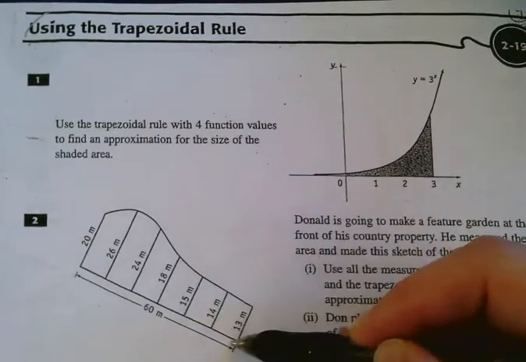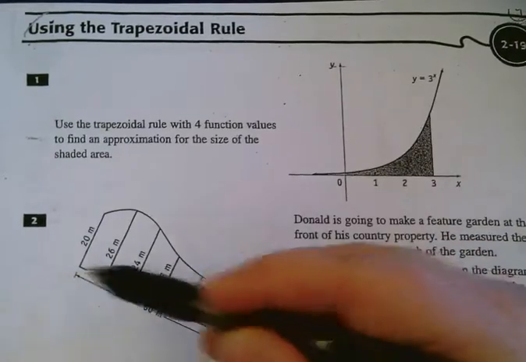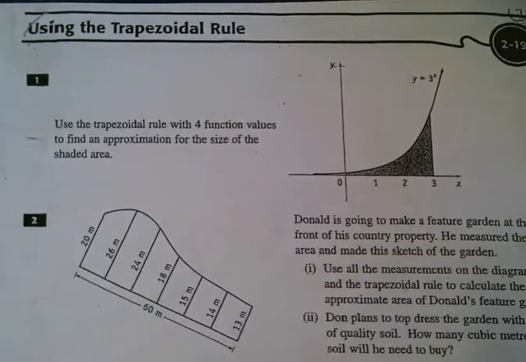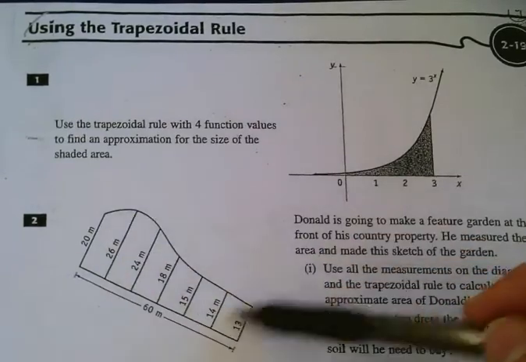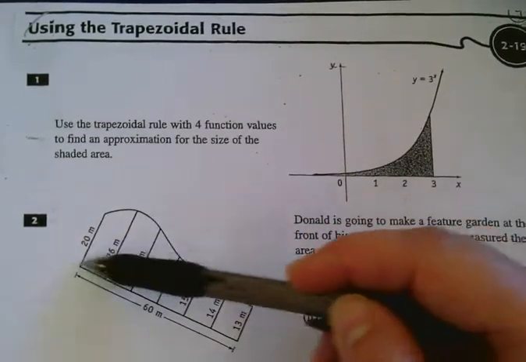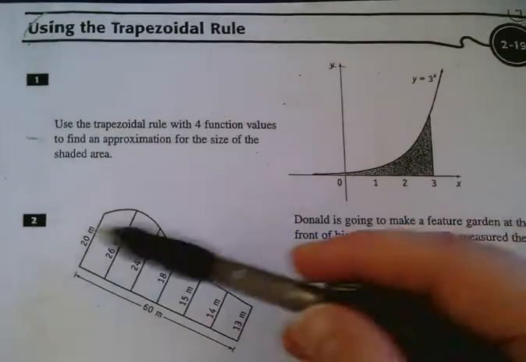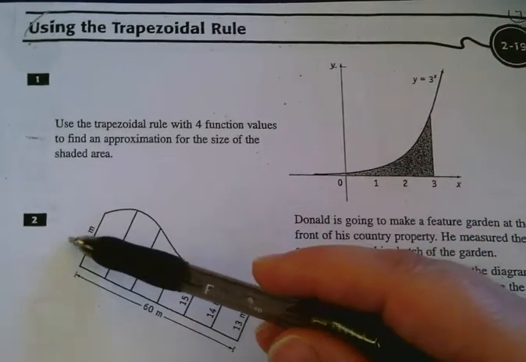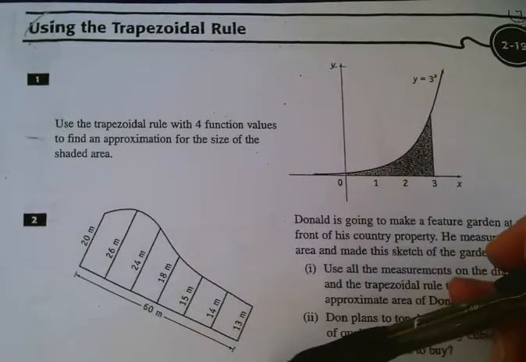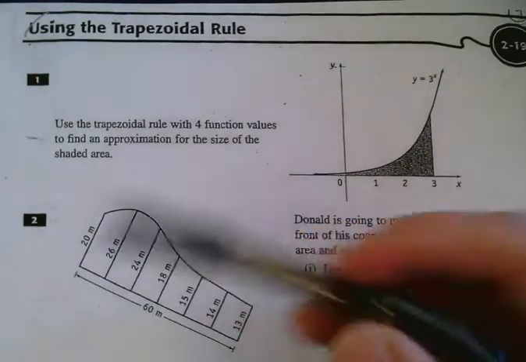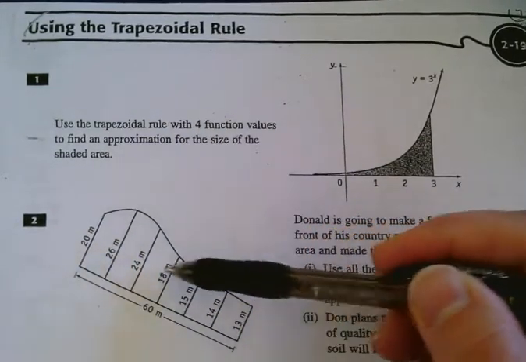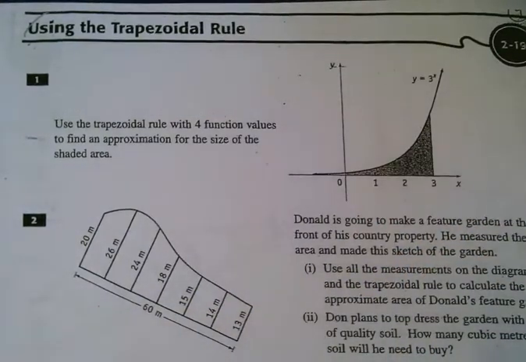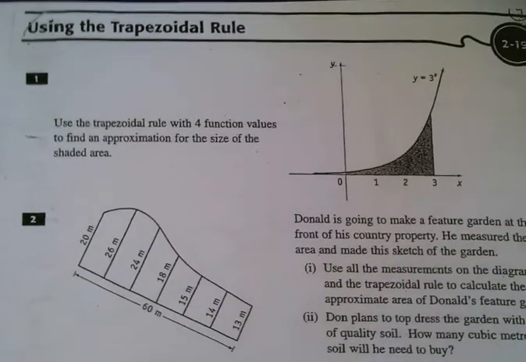The whole distance is 60. How many spaces are there? Yes, there's 6, so each one is 10. The height of each trapezium, if you were to use the trapezoidal rule to approximate this area, is 10. Do you know what you would use as the first and the last? Yes, the multiplier pattern times 1, 2, 2, 2, 2, 2, 1. They're the values.